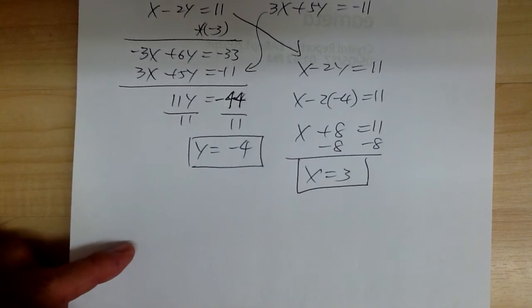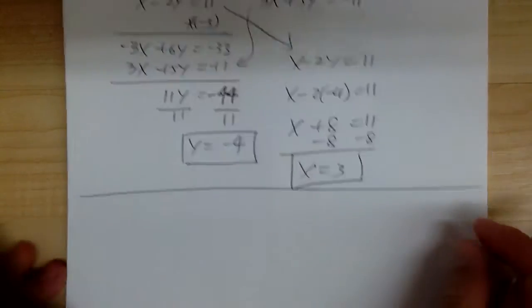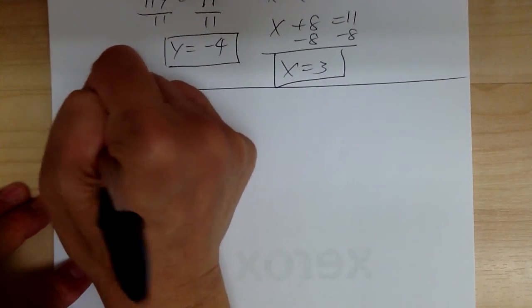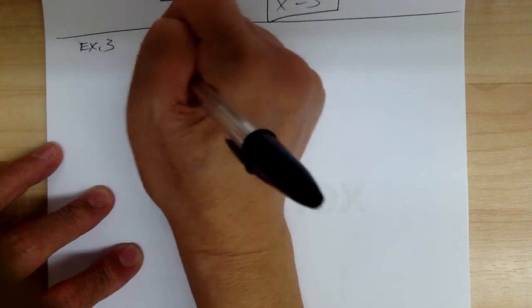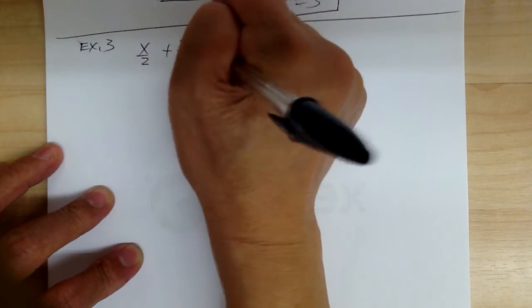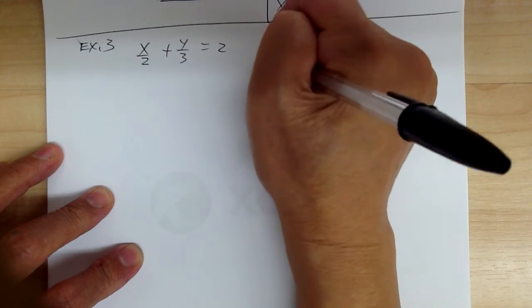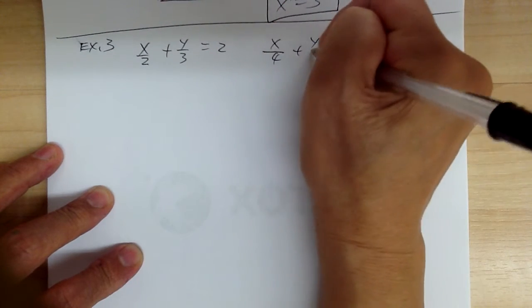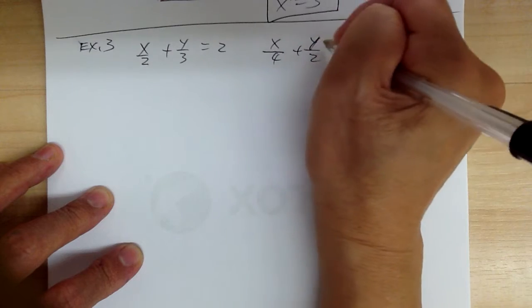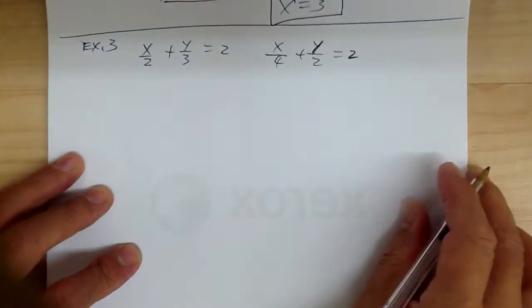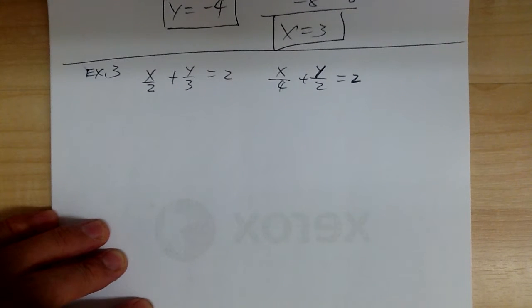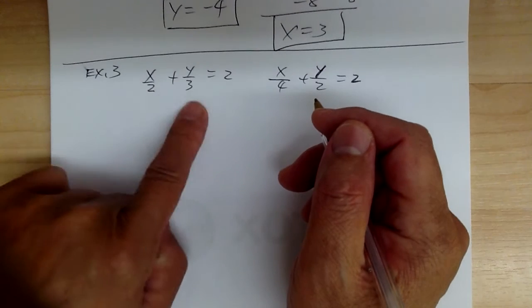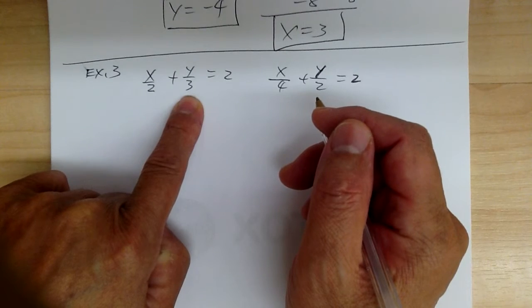Okay, let's go to example 3. Example 3, you have x over 2 plus y over 3 is equal to 2. You have x over 4 plus y over 2 equal to 2. Okay, so now you have fractions. So the first thing you want to do with fractions is get rid of the fractions. So you want to multiply by the common denominator. So this one, 2 and 3, the common denominator is 6.